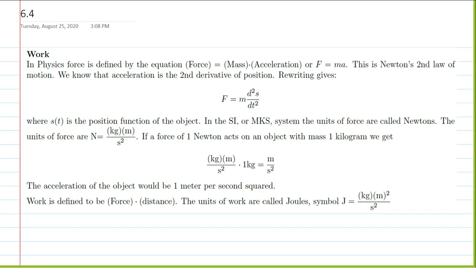So Chapter 6, Section 4, we're going to be focusing on some applications. And so the application that we're going to be focusing on in this section is work. We're going to see a couple of other ones.